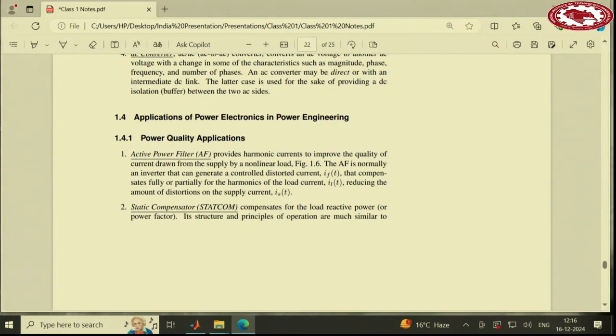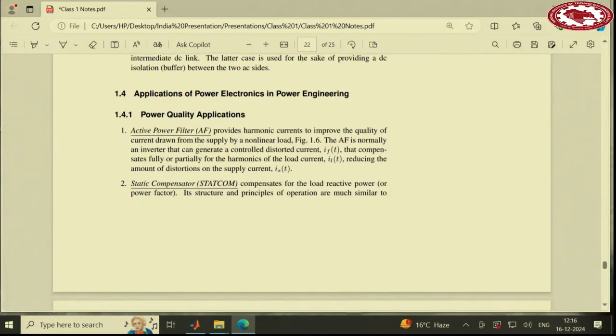Applications of power electronics. Again, I tried to classify them in, I think, 4 different groups. One is power quality applications, one is power system applications, one is distributed energy applications, and motor drives, we'll see. So power quality, there are a few different applications. One of them is active power filter.